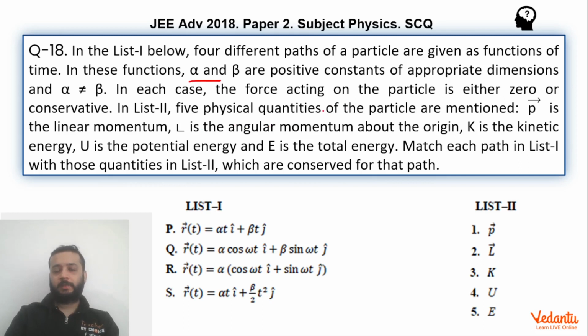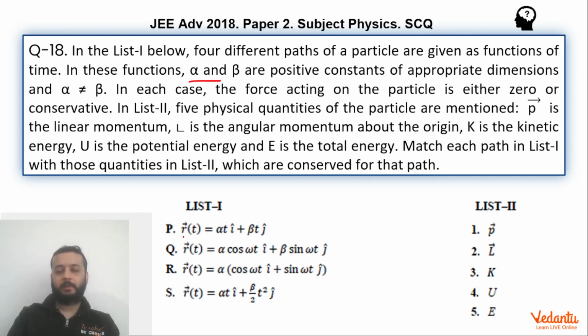It has also been given that there are five quantities defined for the particle: linear momentum p, angular momentum L about the origin, kinetic energy K, potential energy U, and E, the total mechanical energy. It is given in the question that the force acting in each case P, Q, R, S is either zero or conservative in nature.